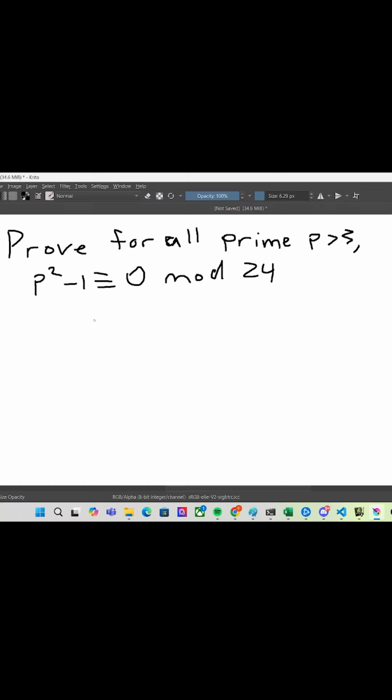Everyone. Today we'll be going over a cool little algebra question. Prove that for all prime p greater than 3, p squared minus 1 is congruent to 0 mod 24. Take a second to pause if you like, and we'll be talking about the solution now.